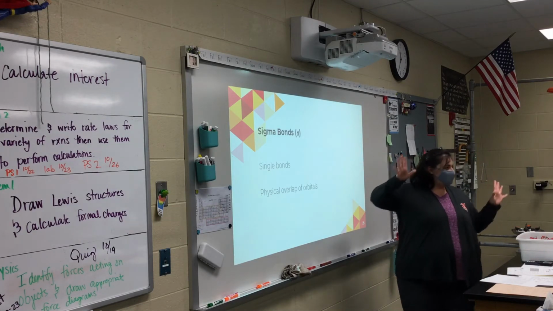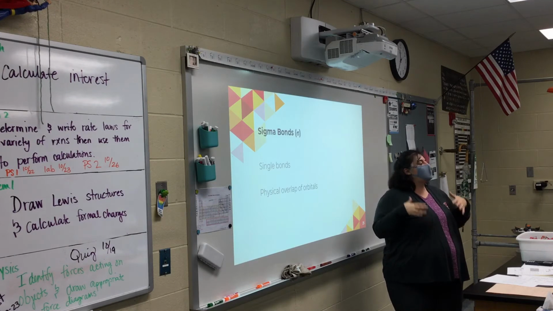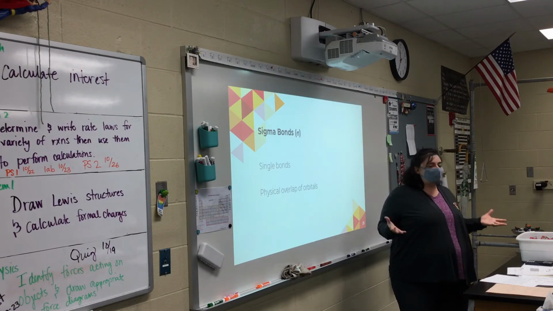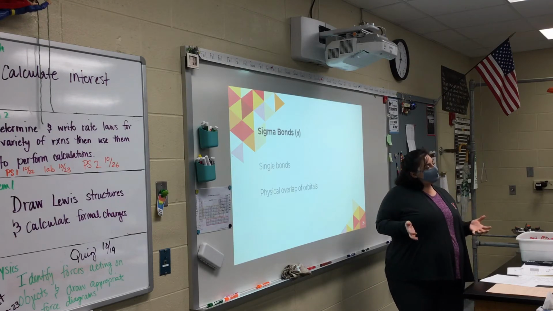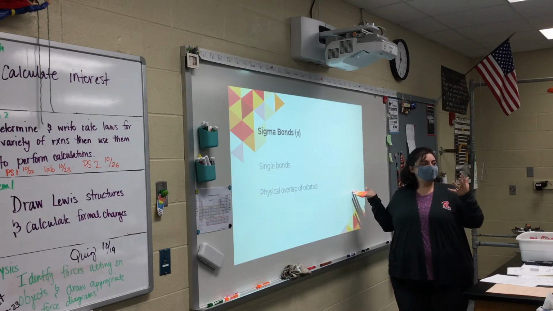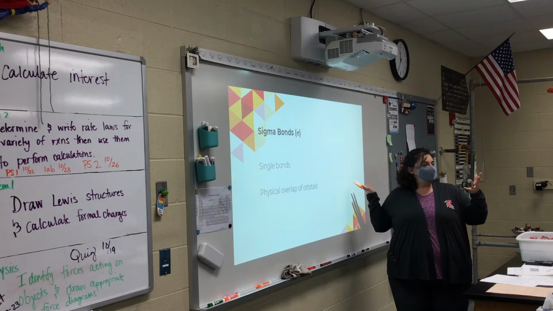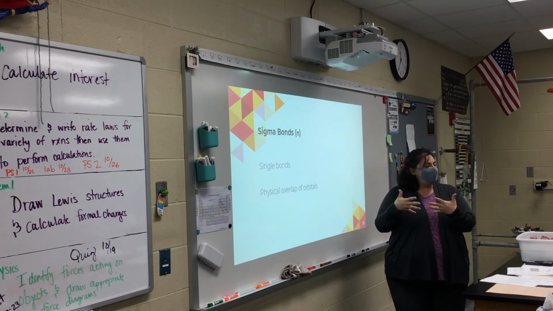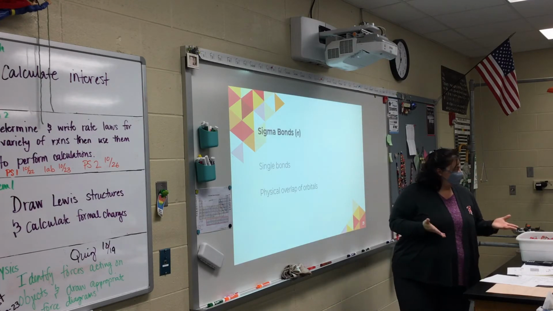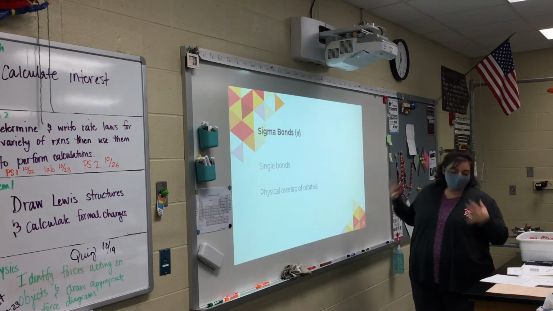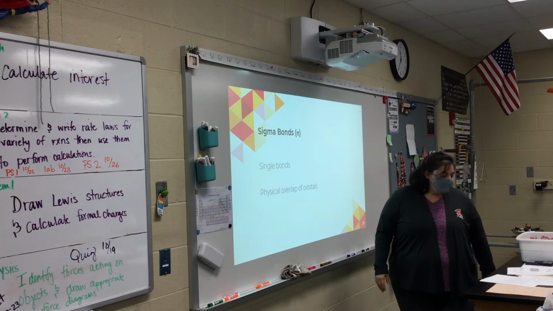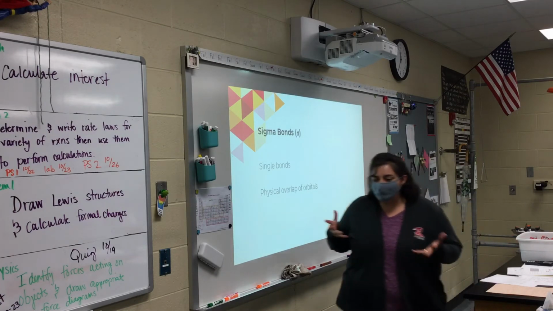So, sigma bonds, just like we've talked about before. Sigma bonds are the physical overlap of orbitals. But now when we talk about hybridization, those sigma bonds are the overlap, and they don't just overlap. They overlap and they change each other. Okay? That's the tricky part. So it is the physical overlap of orbitals.